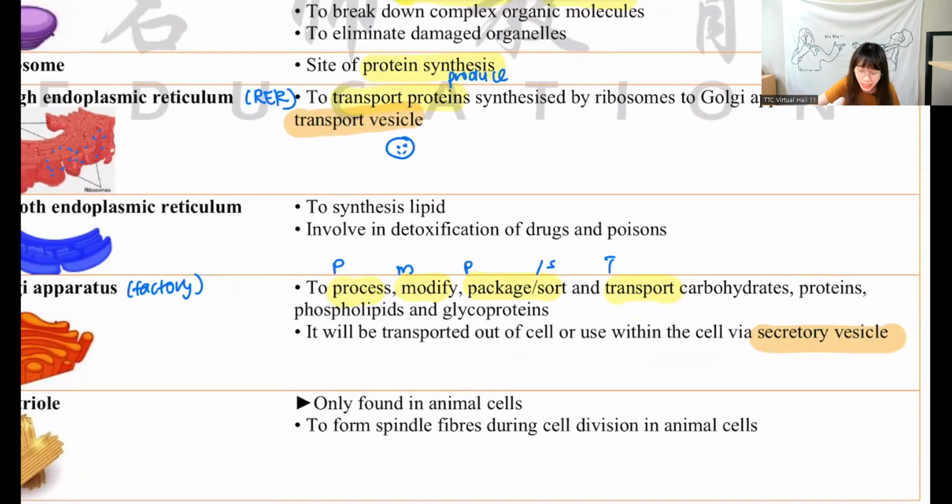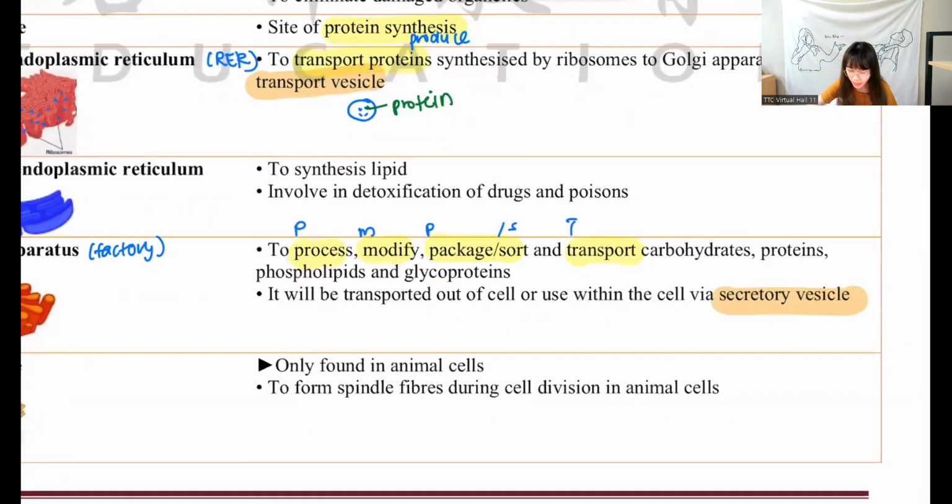What do they contain? Again, what is the function of rough ER, guys? They transport what? Correct, they transport protein. Very good. So that's why the transport vesicle contains protein. Makes sense, right? Because they transport protein. Hence, the transport vesicle contains protein.